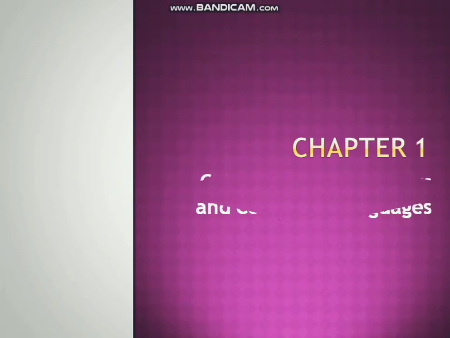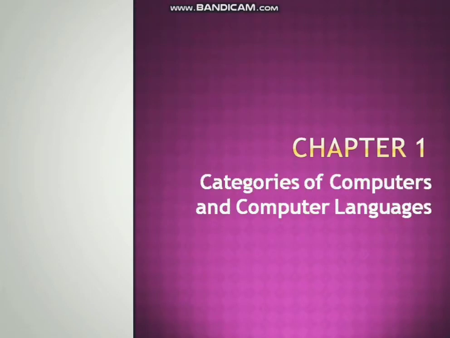So today we are going to start with our first chapter, that is chapter 1, categories of computers and computer languages. So in this session we are going to cover categories of computers. Before going into the topic, I would like to discuss an example.